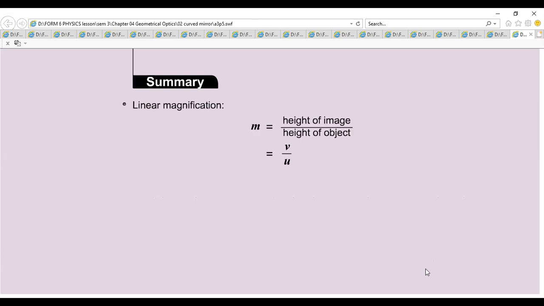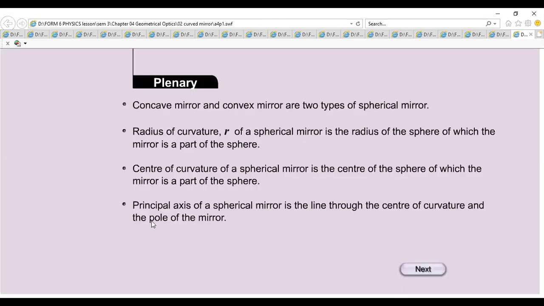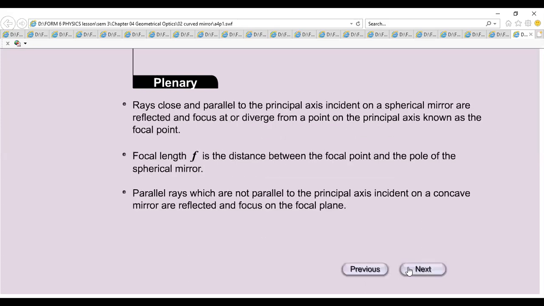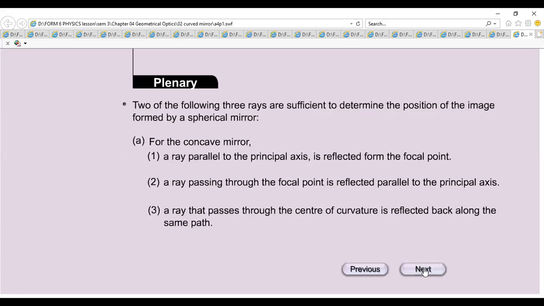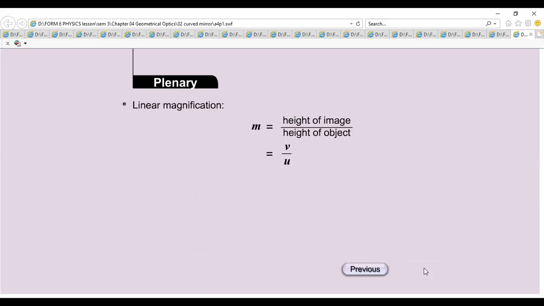The linear magnification M will be equal to the height of the image divided by the height of the object, or it will be equal to V divided by U. These are all we discussed just now.